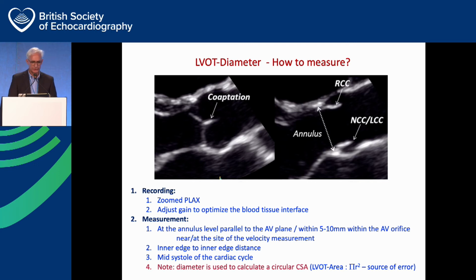So how do we record the LVOT diameter? We use the parasternal long axis view, we zoom it up, and of course we need to make some gain adjustment to optimize the blood tissue interface. Once we have acquired it and recorded it, we do the measurements, which is relatively simple. We measure at the annulus level, parallel with the aortic valve plane, inner edge distances, in mid-systole of the cardiac cycle. And that sounds rather okay.